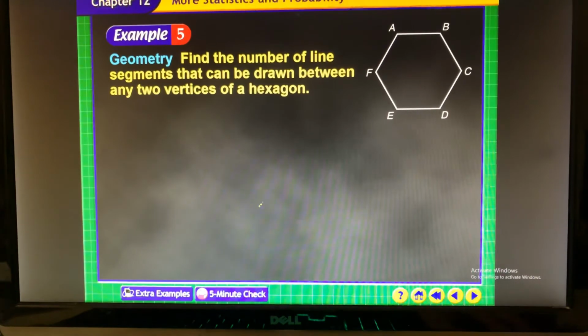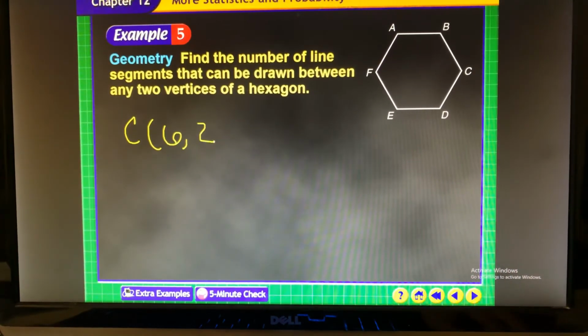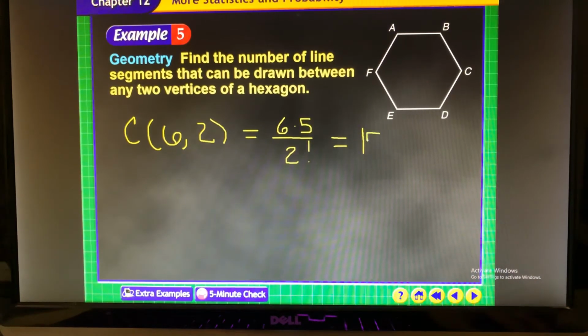Here you have 2 vertices. You have a 6-sided figure, so a combination of 6, 2. Doesn't matter which way you connect them. 2 factorial. You have 6 choices. Now you only have 5 left. And you have 15 total combinations for that.